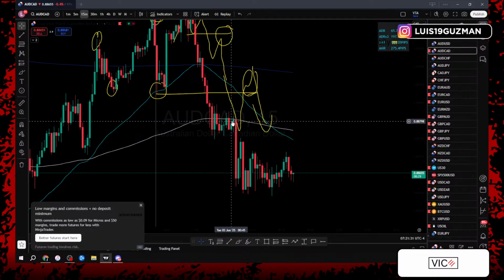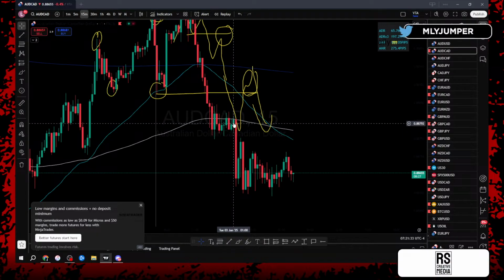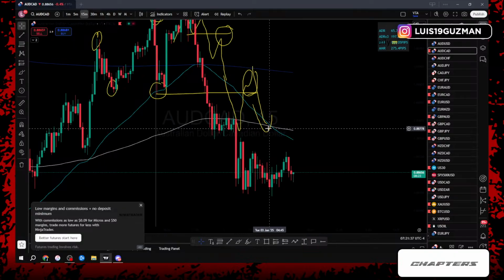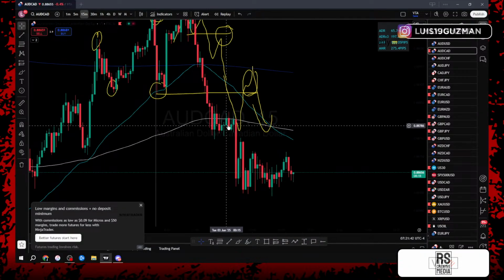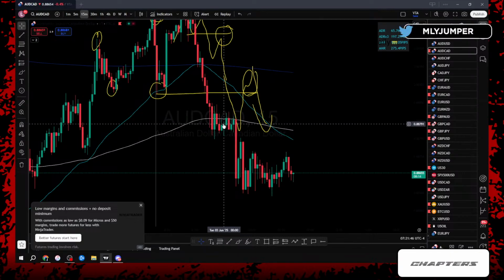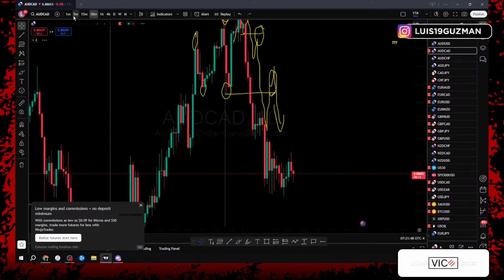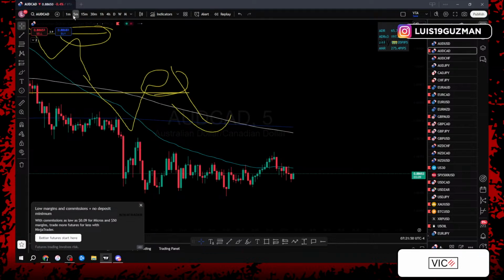Not a valid one because the second green candle did not close above the first green candle's wick. So this is not a valid engulfing, but we never got the retest either way. This is not a valid engulfing candle. The first green candle is a doji candle. So no, we don't really have any engulfing candles here, which is all good.